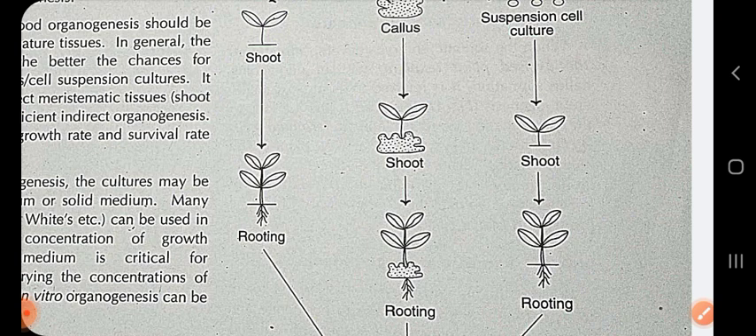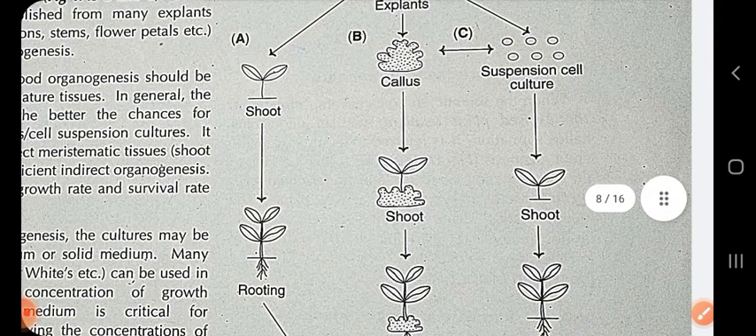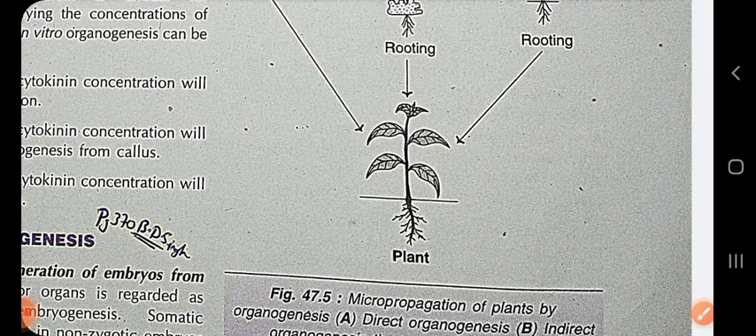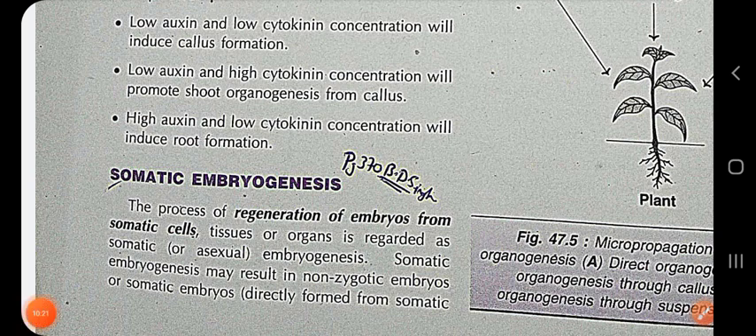Then we place them in rooting medium, the same as in micropropagation. Don't be worried about this part. It is almost all the same. The main objective is how they are being prepared, and finally to grow into a plant. So this was about organogenesis.